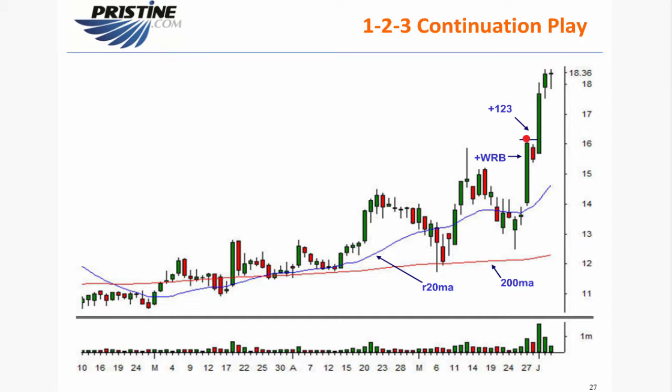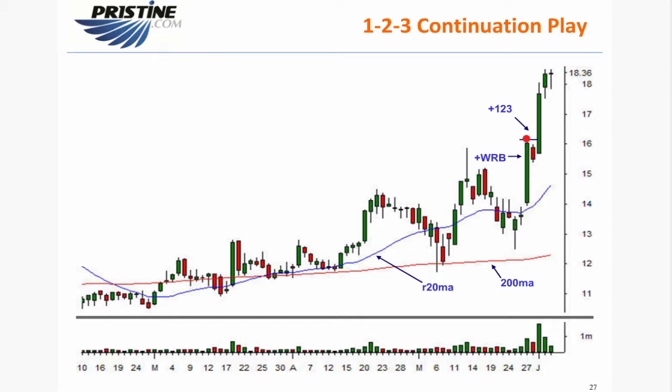You need volume igniting the bar. You don't necessarily need volume igniting the bar. It would be nice if you do, but it's not necessarily a requirement, because I've seen times where, as you can see in this example, you don't really have a huge volume surge, but then as the stock continues to move higher in your favor, you do get that igniting type of volume.